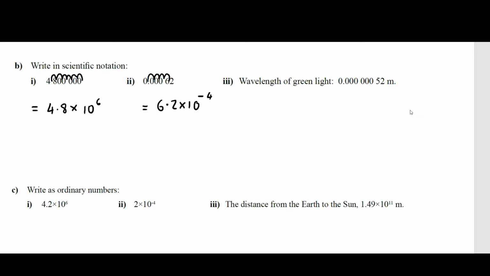The wavelength of green light. Okay, it's a small number. Let's put it into scientific notation. So it's going to be 5.2 times 10 to the power of negative 1, 2, 3, 4, 5, 6, 7. Negative 7 meters.